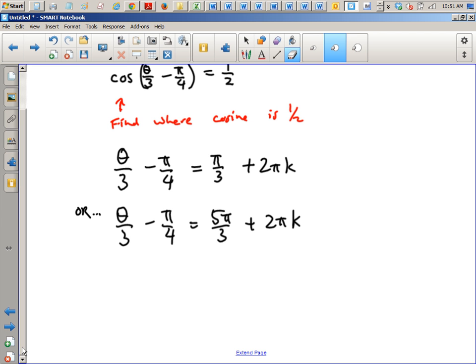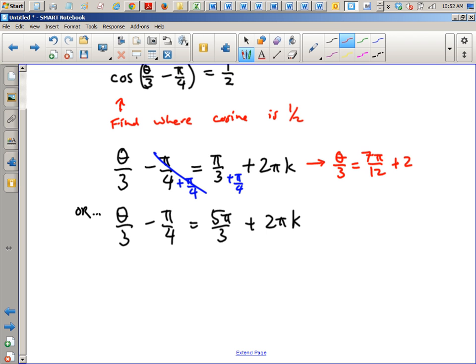You gotta get rid of this minus pi over 4, that's a number. Let's add that over. Okay, so we're gonna add the pi over 4 to both sides. So let's add pi over 4 here and here. So this becomes theta over 3 equals 7 pi over 12 plus 2 pi k. Let's do the same thing for this solution set and add pi over 4 to both sides. This gives us theta over 3 equals 23 pi over 12 plus 2 pi k.